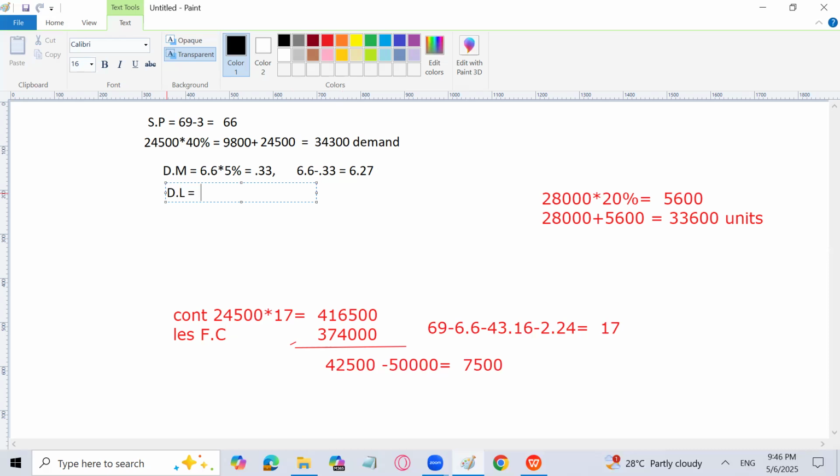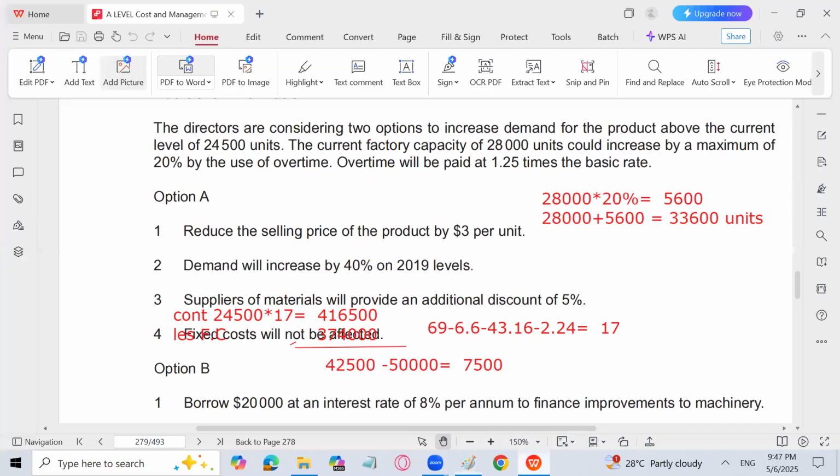So direct labor is going to be 43.16 for 28,000 units, which is the normal thing. And the direct labor for the extra units, that is 43.16 into 1.5. Because that will increase for the extra units. And the extra units, how much are they? They are 5,600. So 43.16 into 1.5.